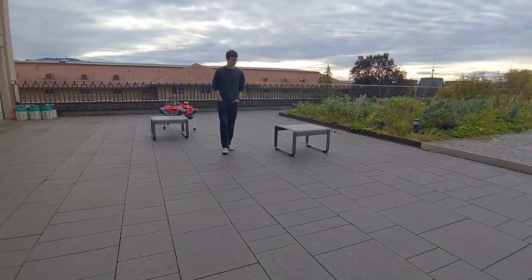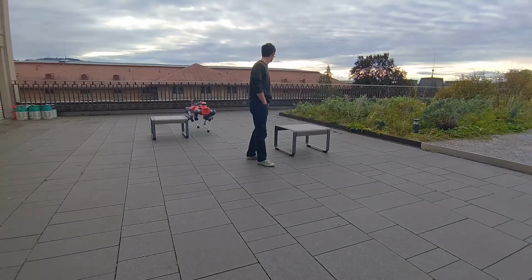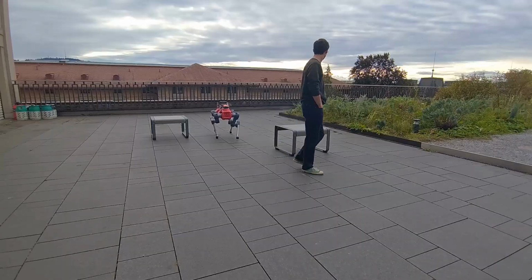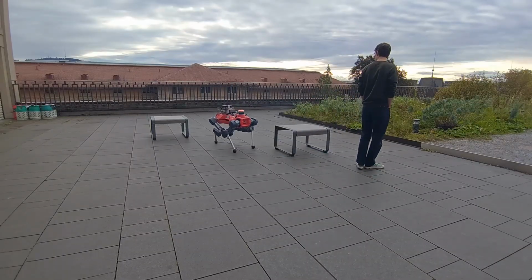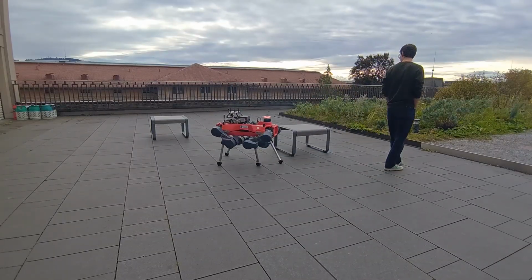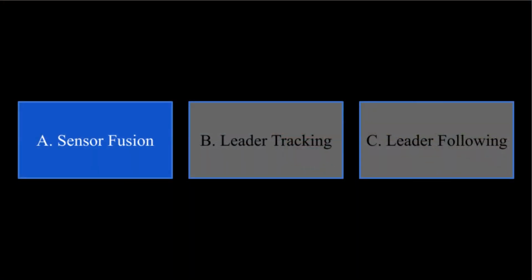In this paper, we present a novel system capable of identifying a human leader and following them autonomously while avoiding collision with the environment and other people. As a first step, we fuse the readings of multiple onboard sensors.